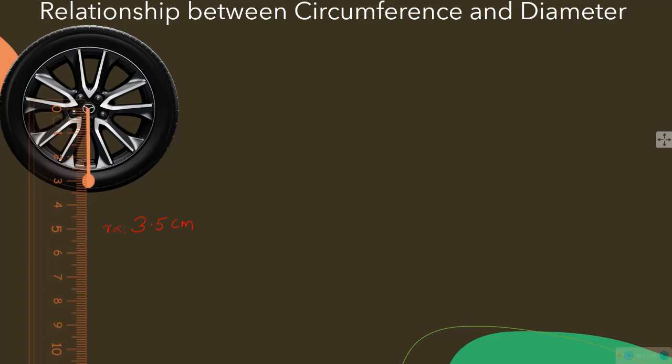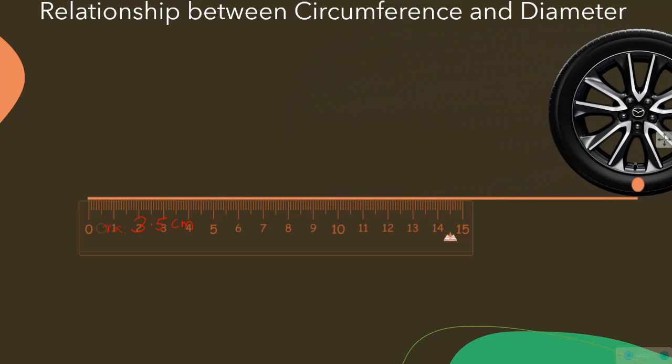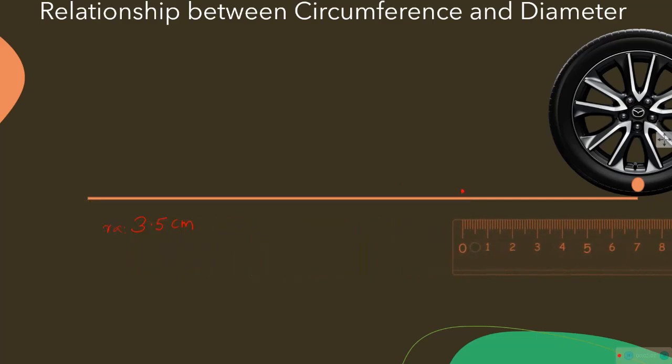Now I have to rotate this and find out, when one rotation is completed, what is the distance covered by it. So I will rotate it and mark it. This way, after completion, I can measure the distance traveled. Let this be 15 centimeter up to here. Let me take the scale and measure over here. Another 7 centimeter. Total is 22 centimeter.